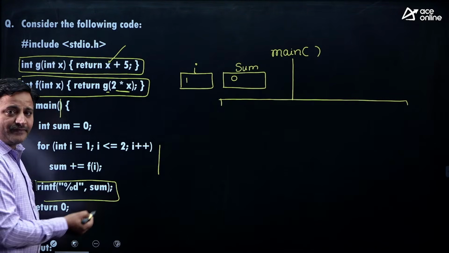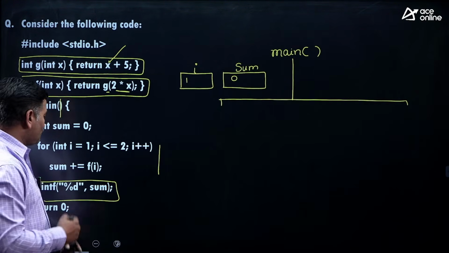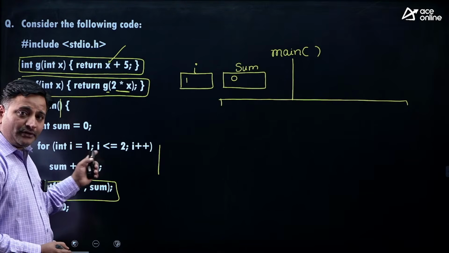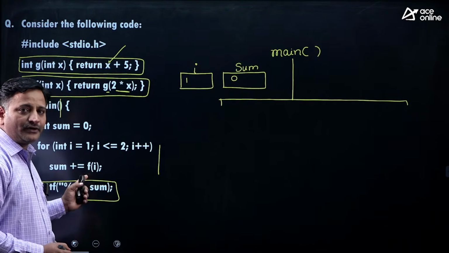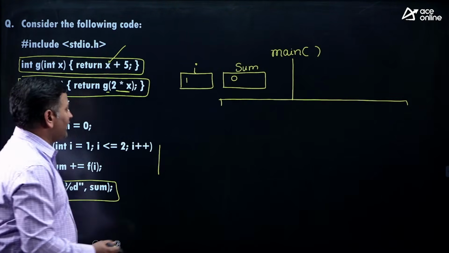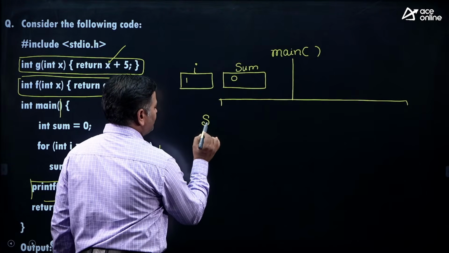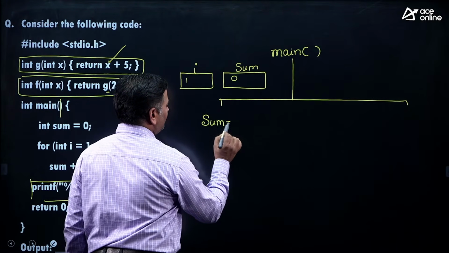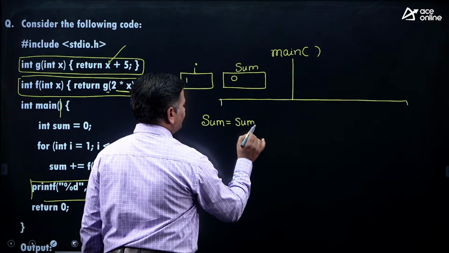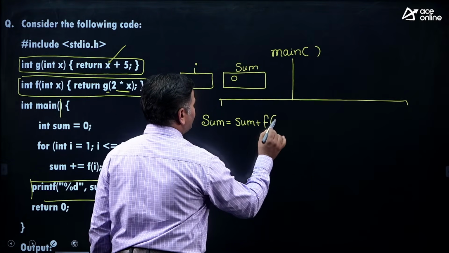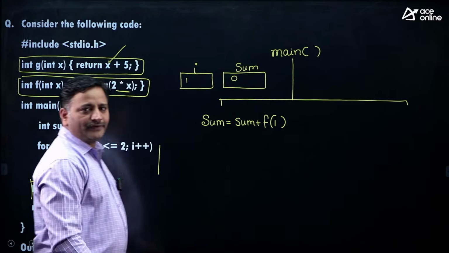This type of model is frequently asked in the GATE paper. It means students must understand recursion under loop. Recursion under loop. Okay, so observe how exactly it is working. It is taking sum is equal to sum plus f of i. Initially the value of i is equal to 1.